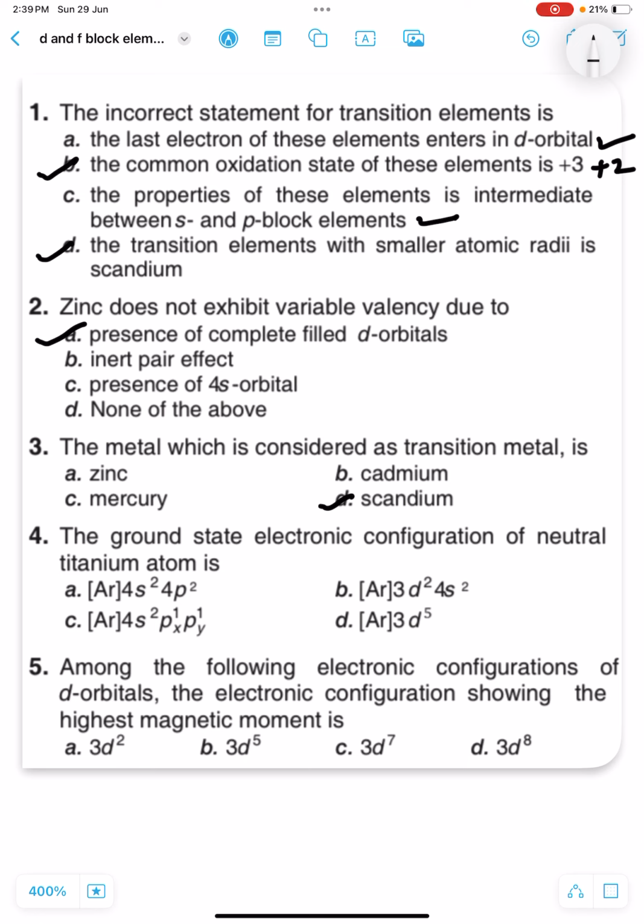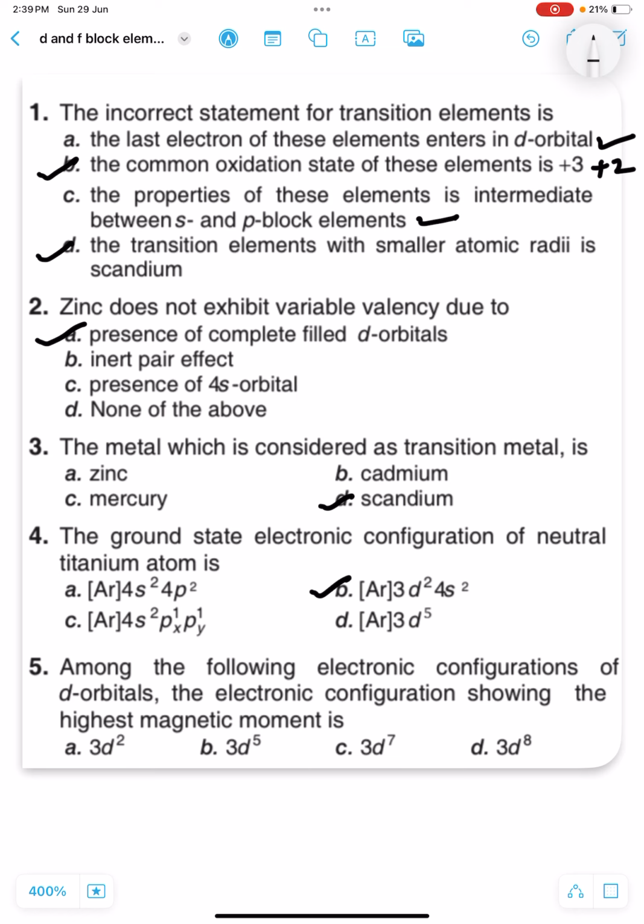The ground state electronic configuration of a neutral titanium atom, atomic number 22, will be argon 3d2 4s2. Correct? So option B is correct.